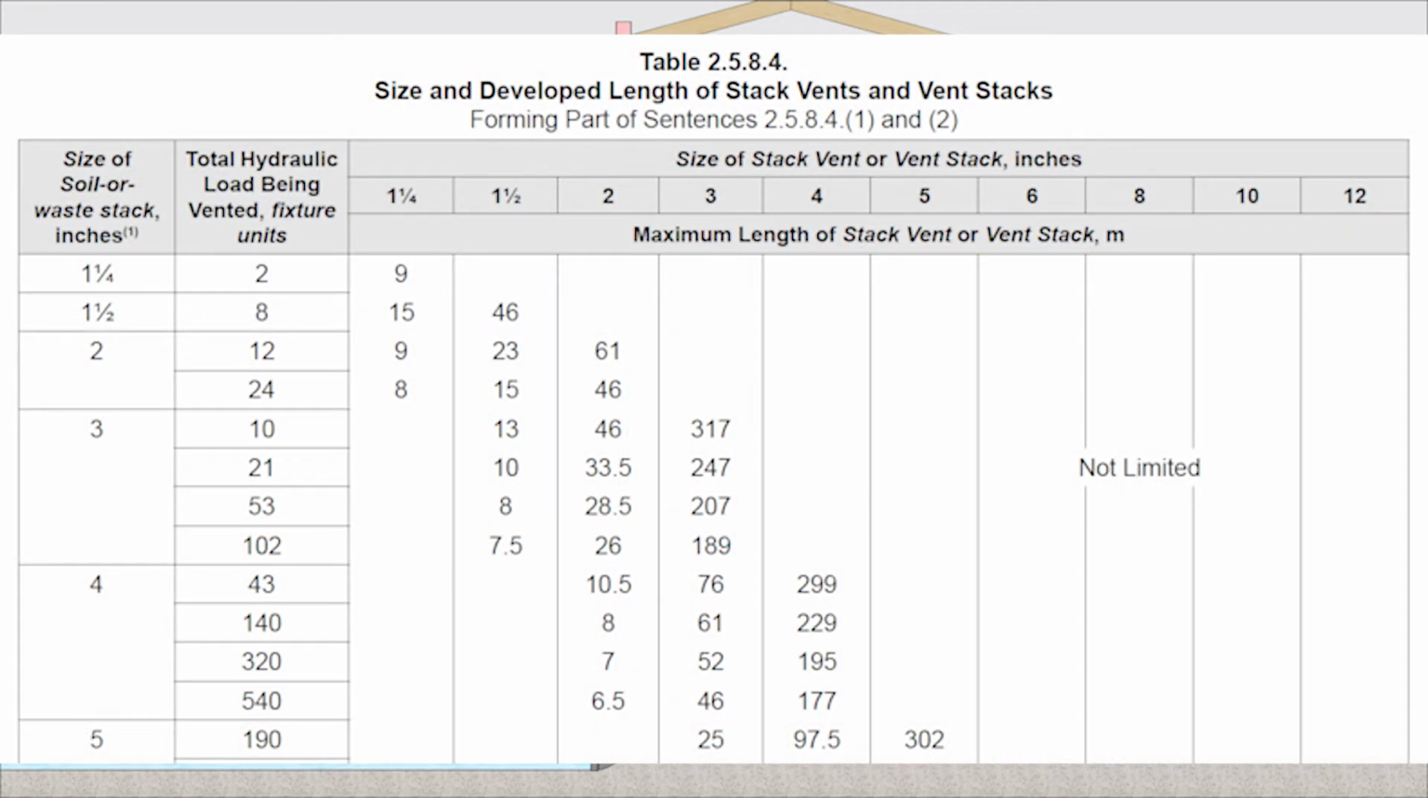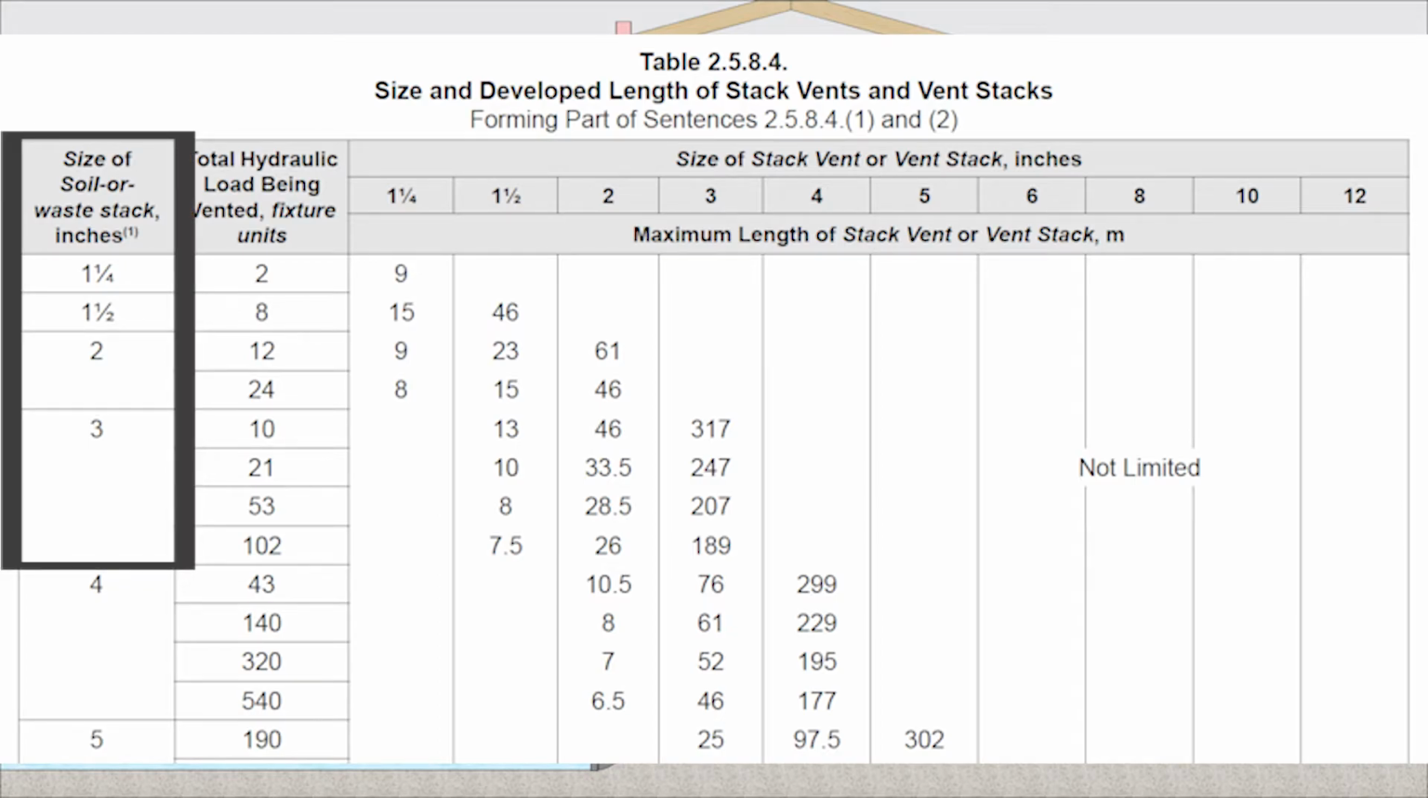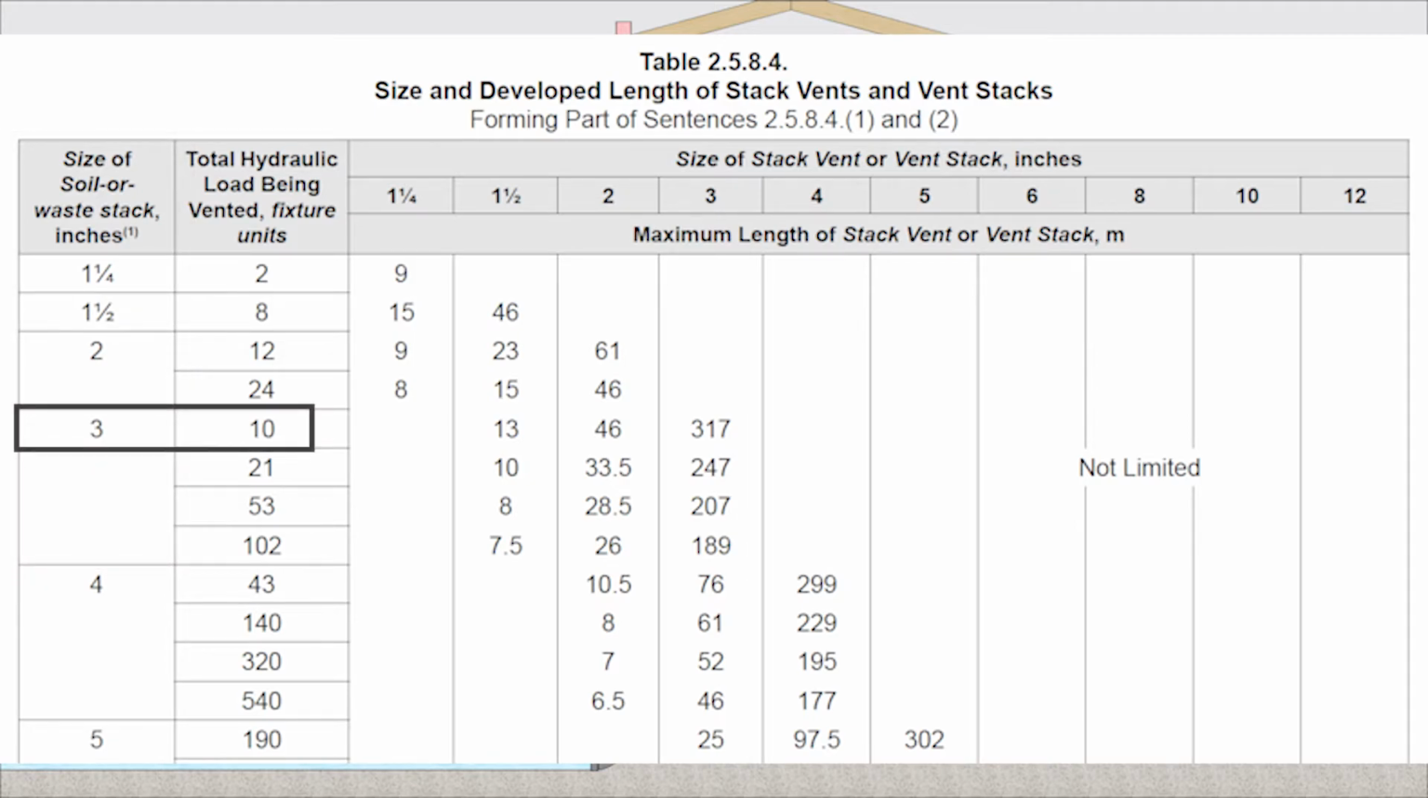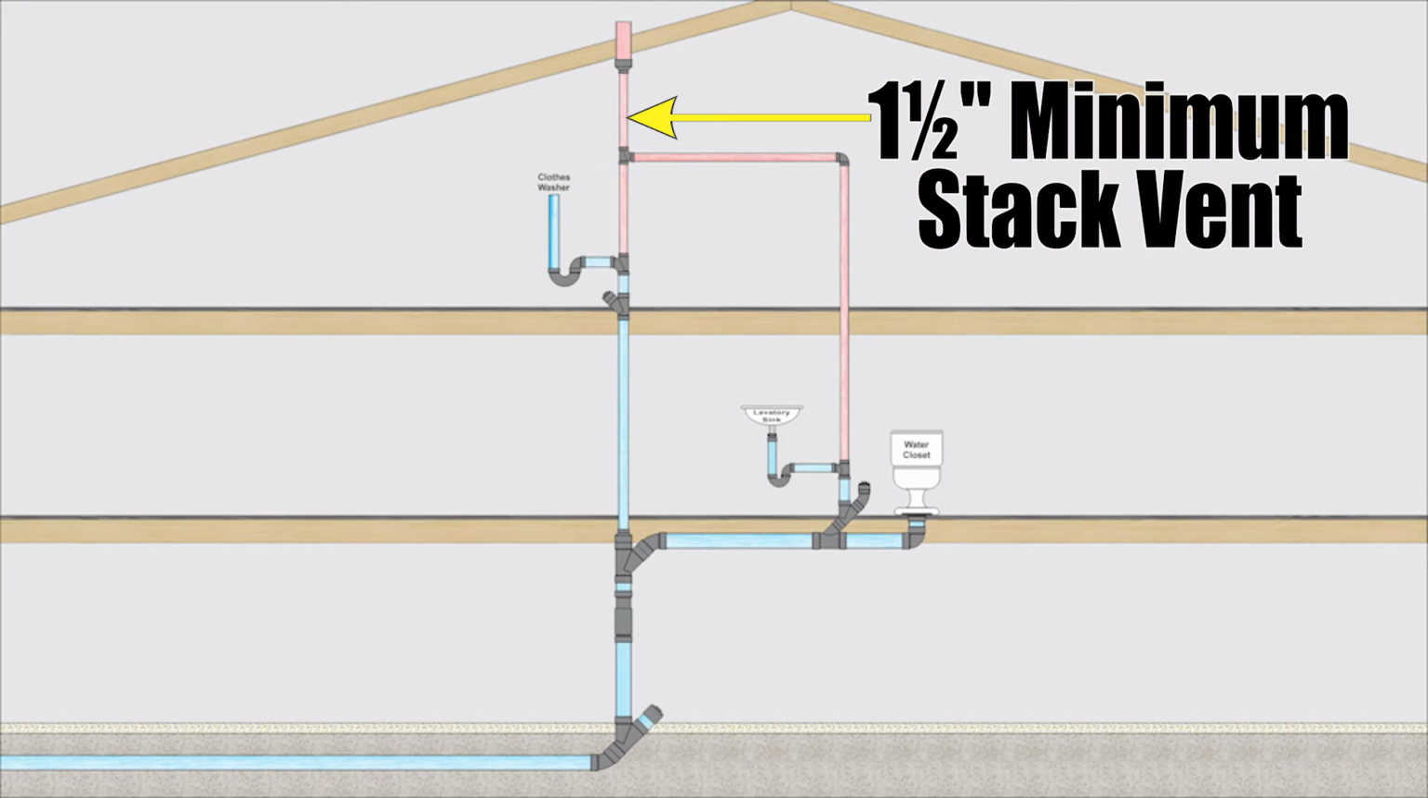So back to table 2584. I come down to a 3-inch soil and waste stack and a total hydraulic load of 7, so I come down to 10. Now I go across to the right. You will notice that I cannot use 1.25 inches, it's just blank. So I move over to 1.5 inches, and it says I can have 13 meters of developed length on 1.5 inches. And that will be my answer.